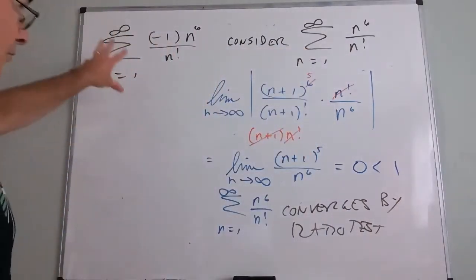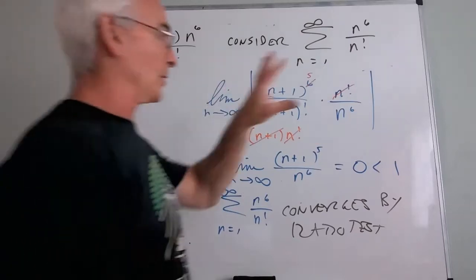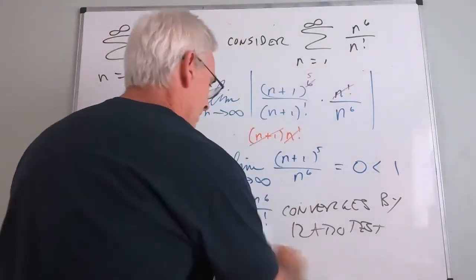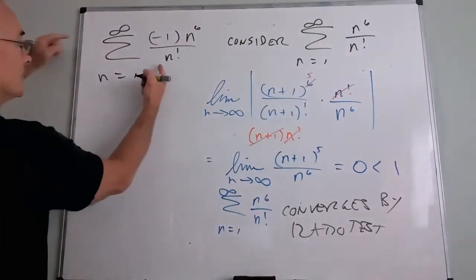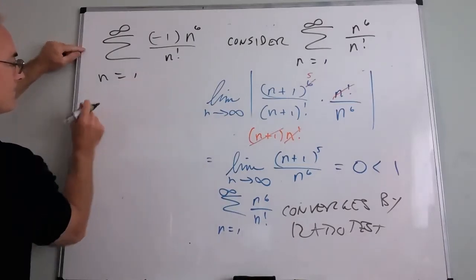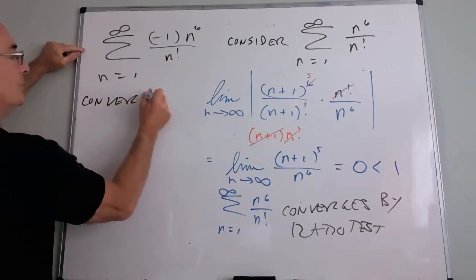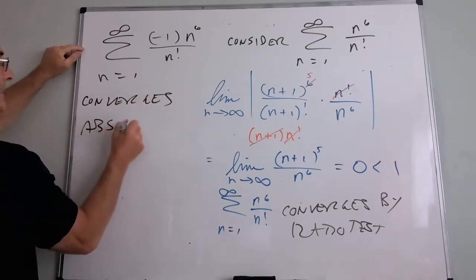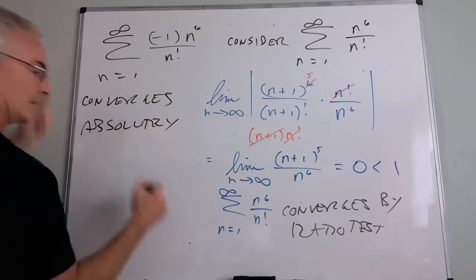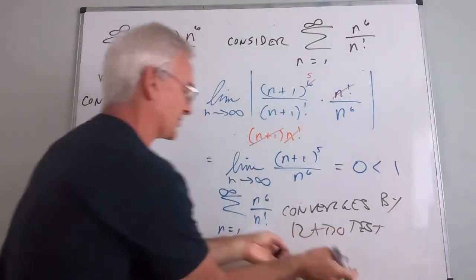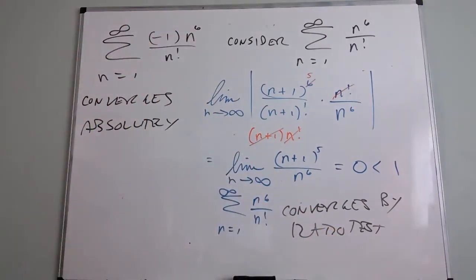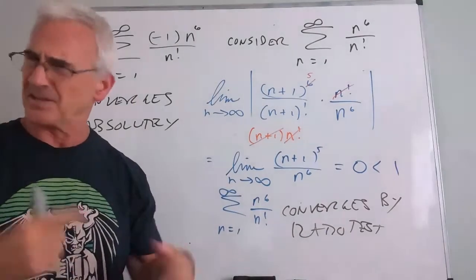You didn't perform the ratio test on this one. You performed the ratio test on this one. Therefore, what's the conclusion to the original problem? Converges absolutely. Perfect. Converges absolutely, and that's it. Not by any other reason, because this converged by the ratio test, this converges absolutely. Okay, does that make sense so far?